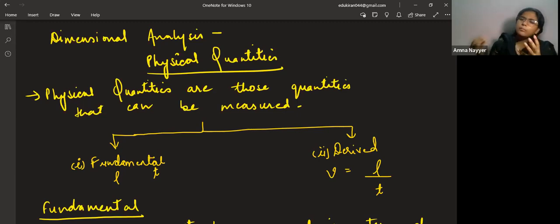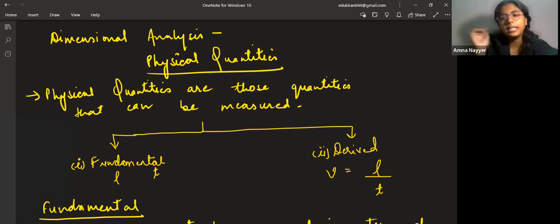When you put a mathematical operation into it, let's say division, addition, subtraction, any mathematical operation, so length divided by time will give me a new quantity, which is velocity. Distance divided by time is giving me velocity. So velocity is a new quantity that is formed by using fundamental quantities. So this is a derived quantity.